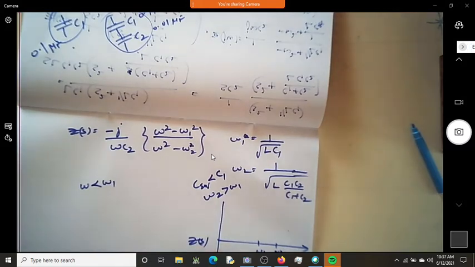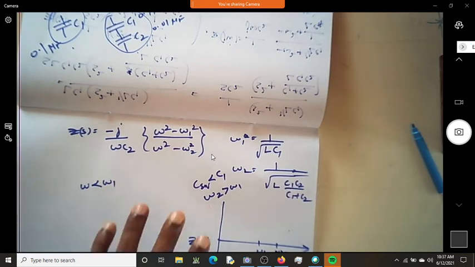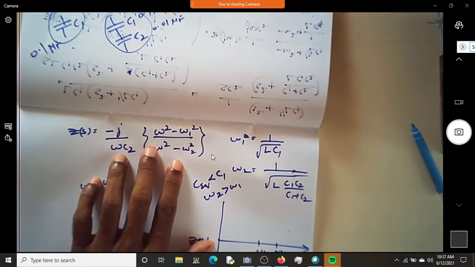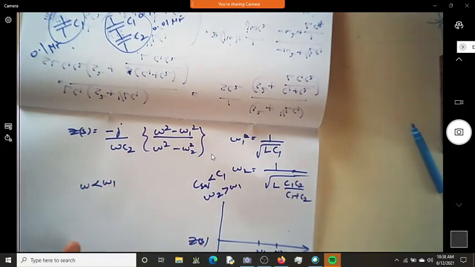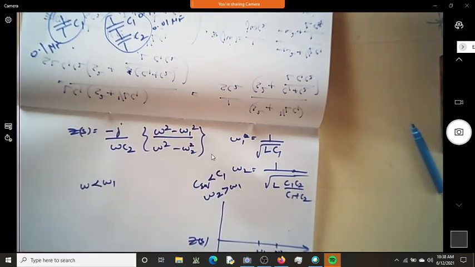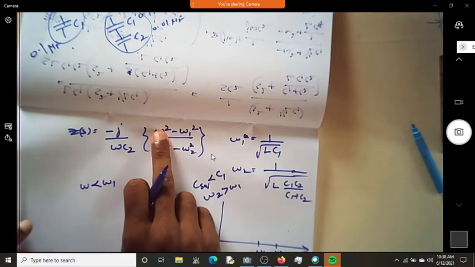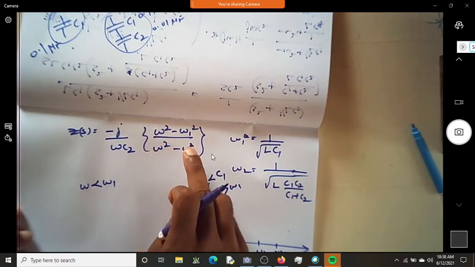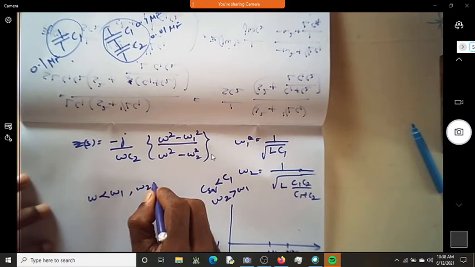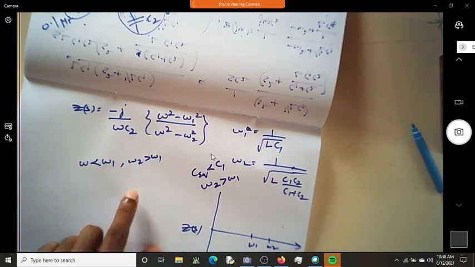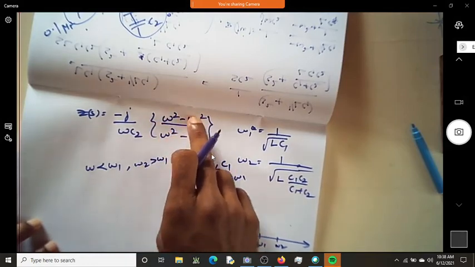Because I have to see for different frequencies, what is the impedance offered by the crystal? Is this the crystal impedance expression? Yes, sir. I have to see how the impedance of the crystal behaves across frequencies. For omega less than omega 1, is this inductive or capacitive? If this omega is lesser than omega 1, is it certainly less than omega 2 also? Yes, sir. Because we know that omega 2 is greater than omega 1. If omega is less than omega 1, then omega is less than omega 2 also.